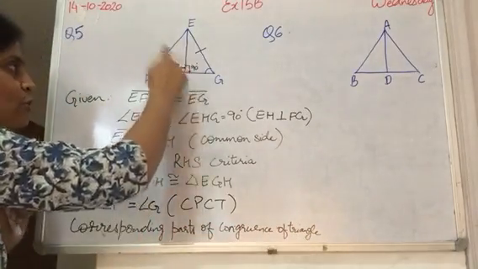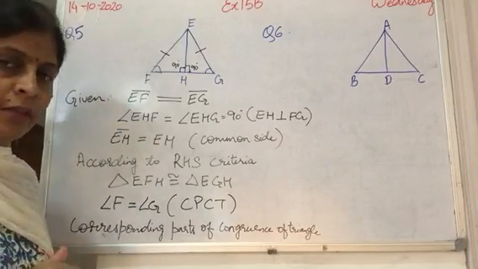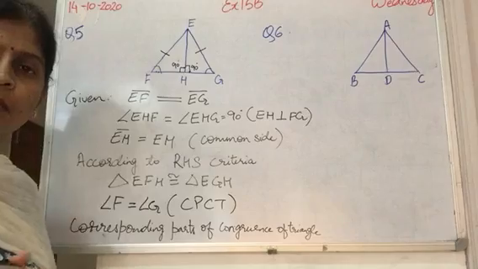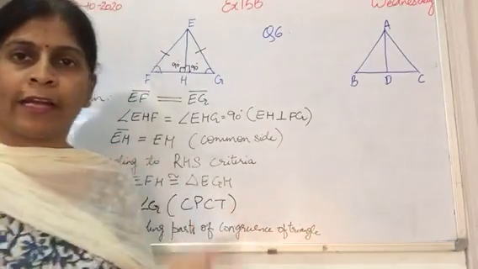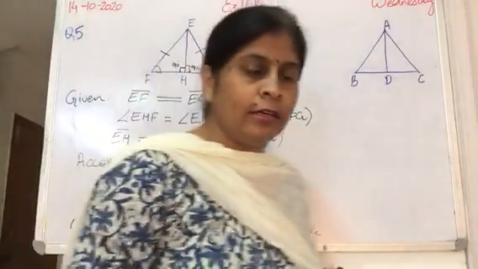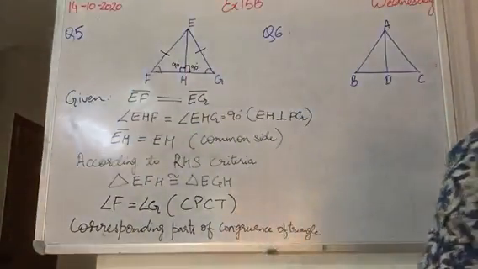Now we have proved that these two triangles are identical. Yes, they are the same. So when they are the same, their dimensions are also the same. All sides are equal, all angles are equal. So this angle is also equal to this one. Clear? Now we will do the sixth question.